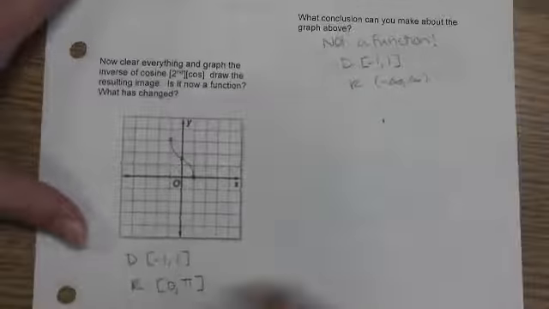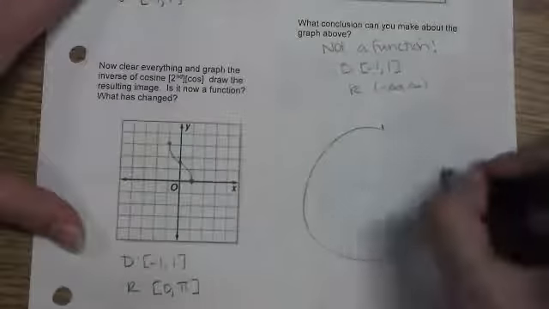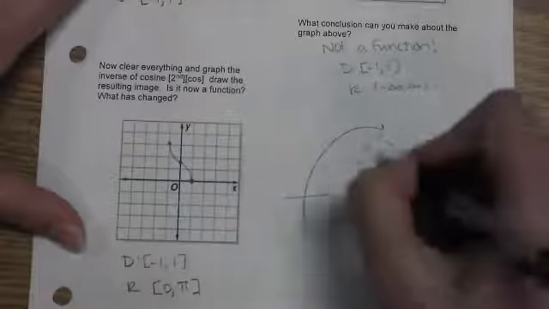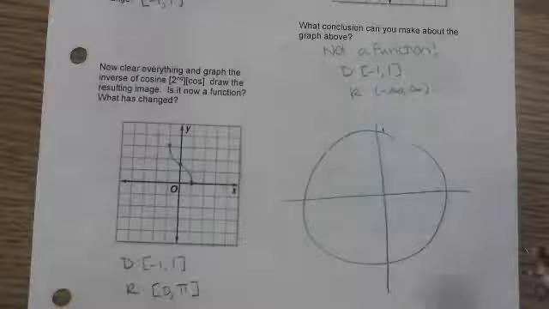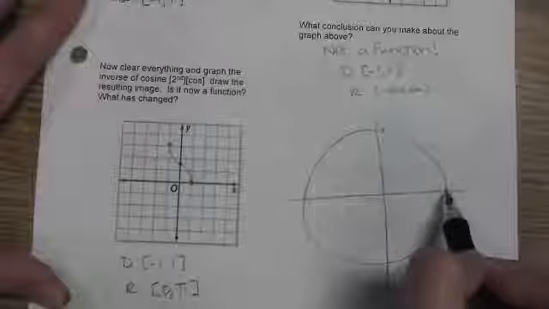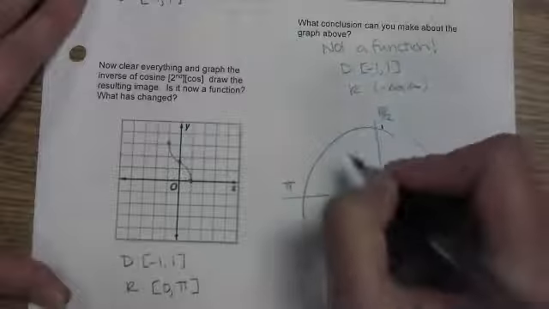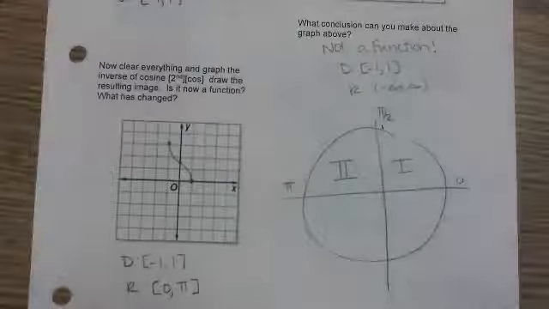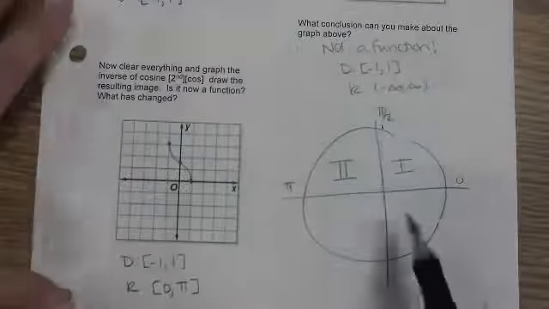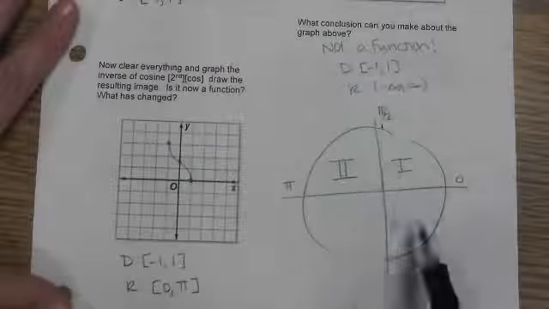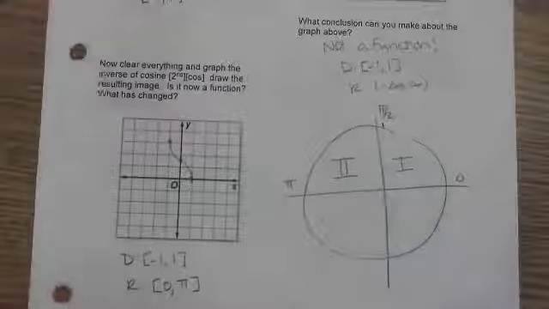So on the unit circle, when we use the inverse of a trig function to solve for a value, we're going to go from 0 to pi, right? 0, pi halves, pi, which means we can find our answers in quadrant 1 or quadrant 2 if we're talking about an inverse function, but we will not be allowed to use the other two because they're not part of the function.